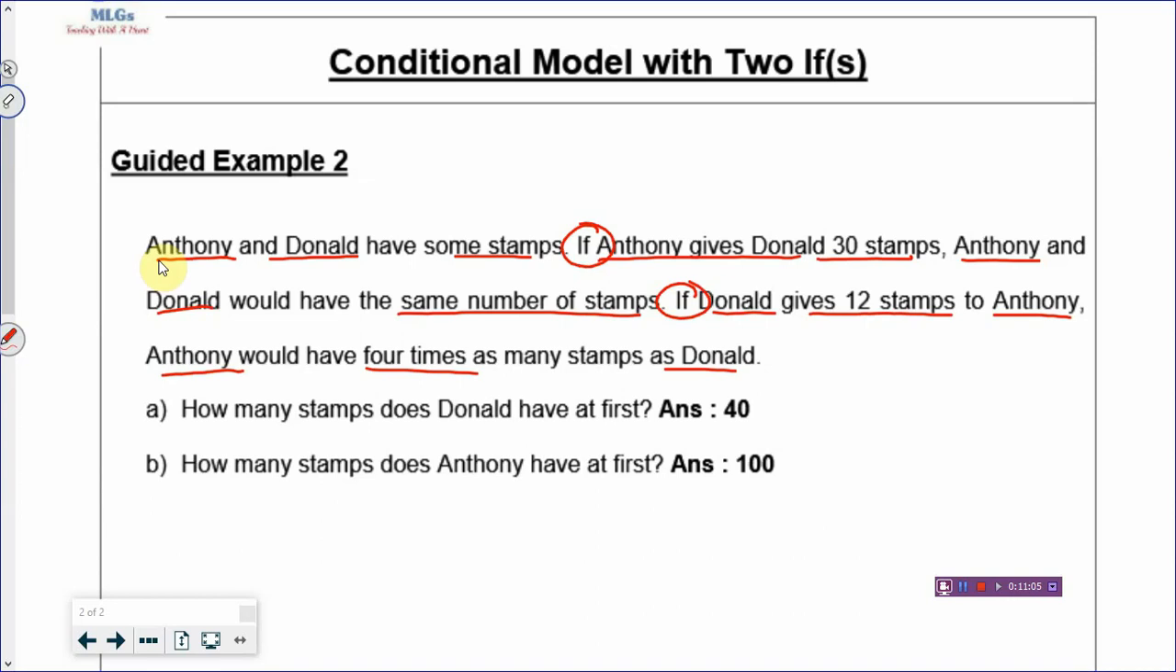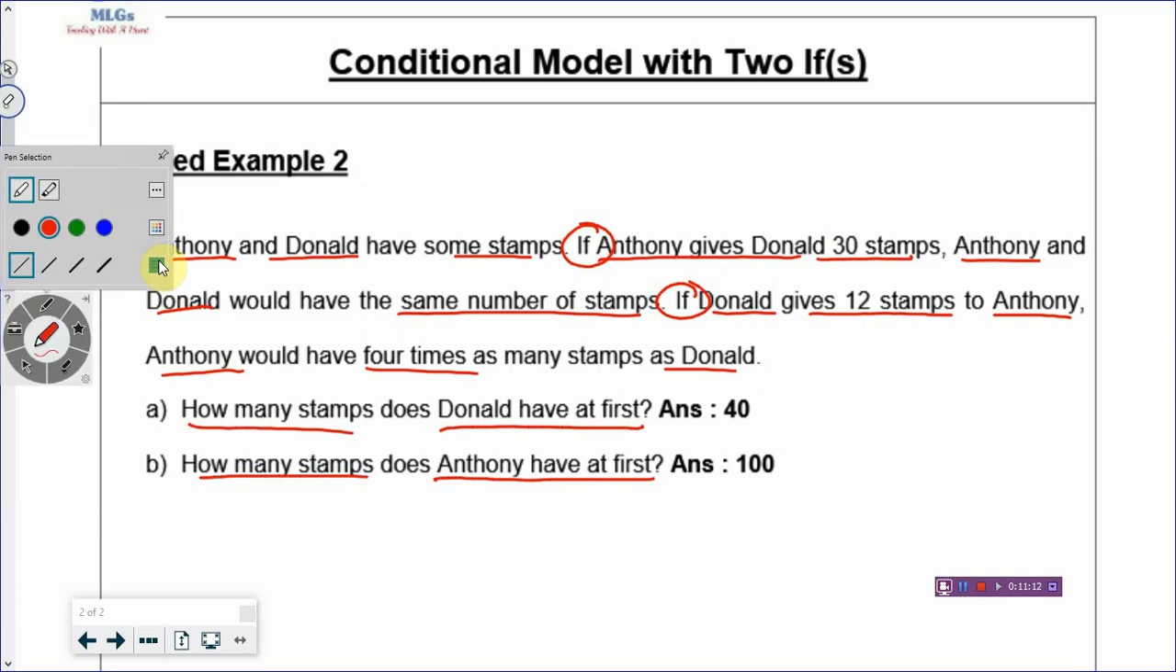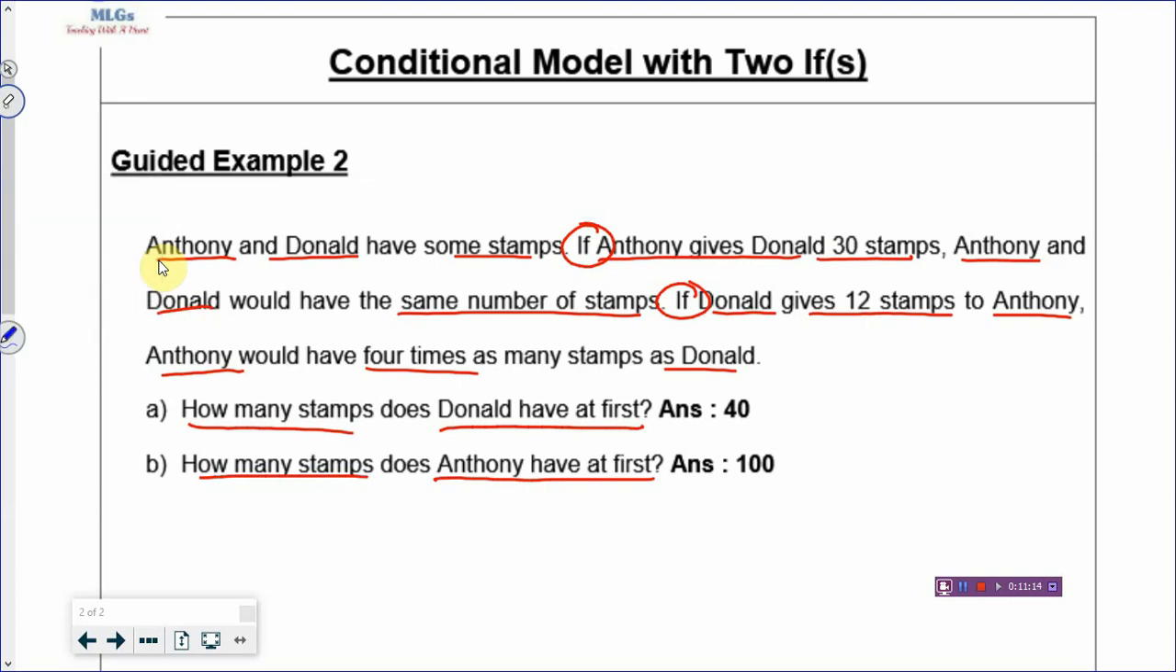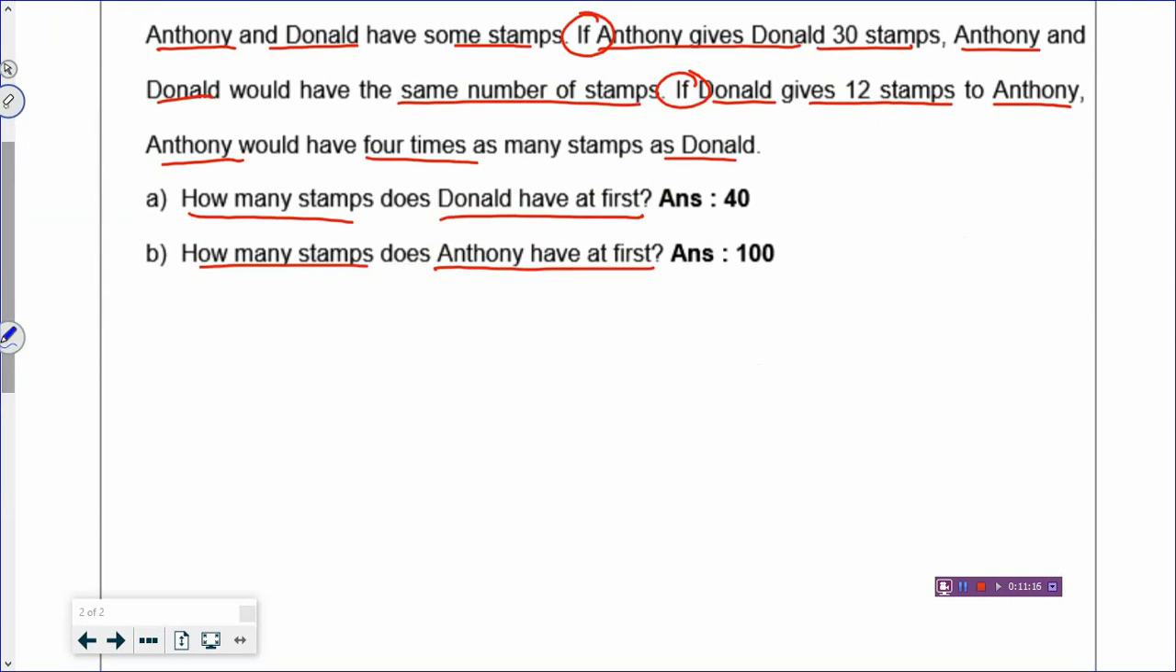Now, how many stamps does Donald have at first? And how many stamps does Anthony have at first? Okay, how do we exactly draw this model? All right, again, it's always the same thing. You always draw out sentence by sentence. So you start from the beginning. Anthony and Donald have some stamps, right? So Anthony, Donald, and if the first sentence doesn't give you enough clues to draw, jump to the next sentence.